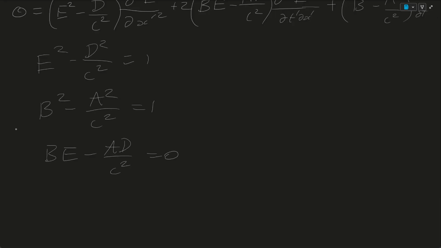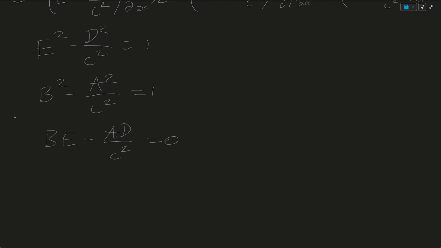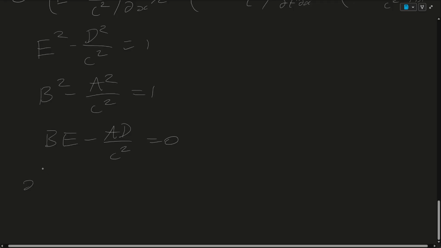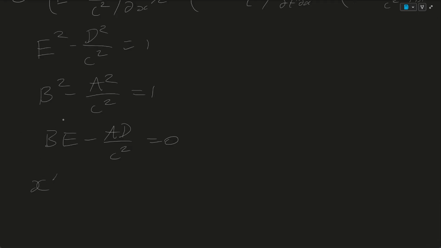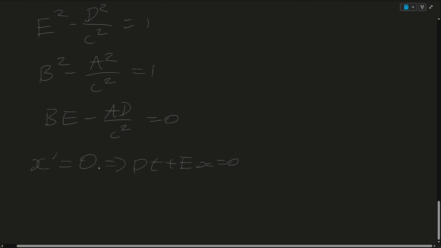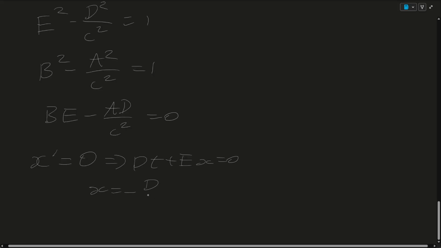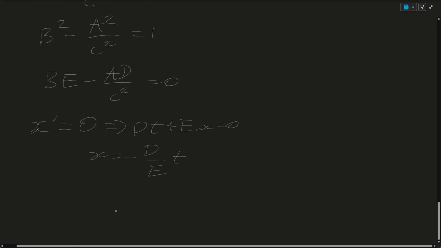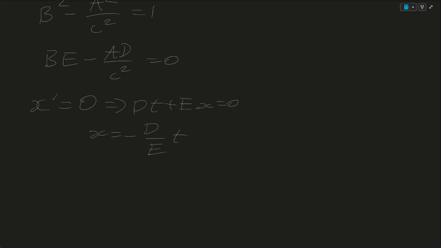Well, if we rearrange and substitute in the dashes, we can say that at the origin s dash moves with velocity v because they're in the same place. We can call that the world line x dash is equal to 0, to which extent d t plus e x is equal to 0. So x is equal to minus d over e t. Now we can solve the system.